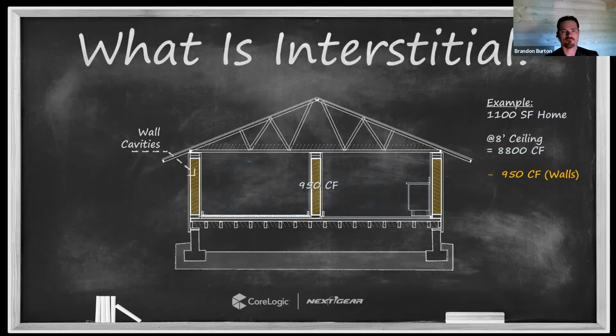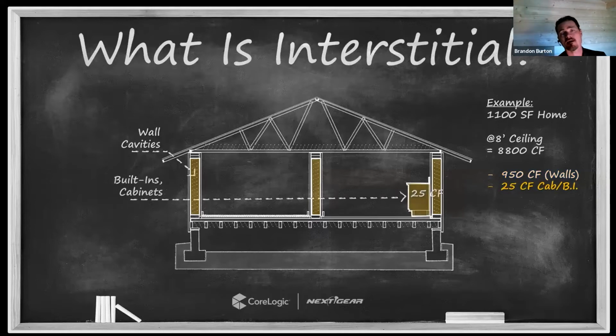All of the wall cavities in this home, if you go by common construction density in terms of how much open space versus wall space there is, in an 1,100 square foot structure, you can have about 220 linear feet of total wall space. If you calculate out the cubic footage for that, that's 950 cubic feet. So out of the 8,800 cubic feet, right off the top, 950 of those cubic feet are interstitial space, just because of the wall cavities.